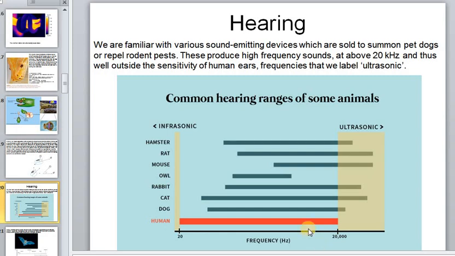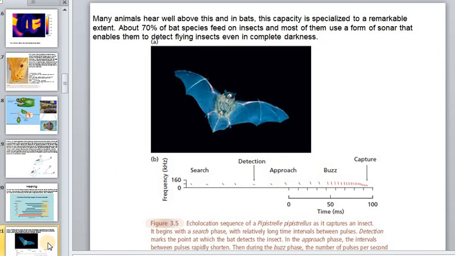Some animals use these ultrasonic sounds. We see these ultrasonic sounds very often, and even cats, dogs and rabbits hear them, while humans don't hear anything. Many animals hear well in this range, and in bats this capacity is specific and specialized to a remarkable extent.